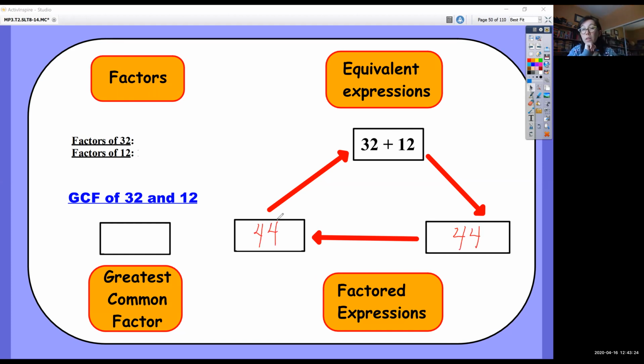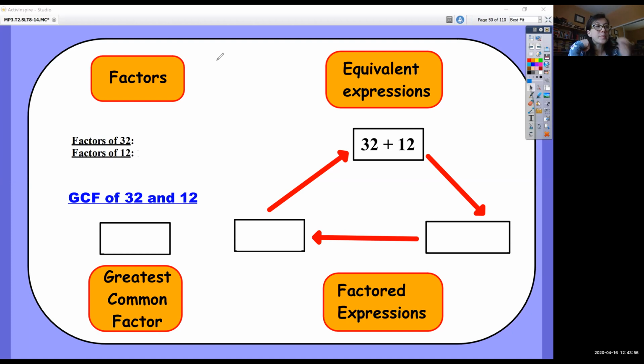Now, while one of them is equivalent, and technically, I guess that could count as one of the corners of the triangle, what we're going for is not the sum, but rather an equivalent expression. And in order to write an equivalent expression, we have to find the factors of 32 and 12. Now remember the definition of a factor.